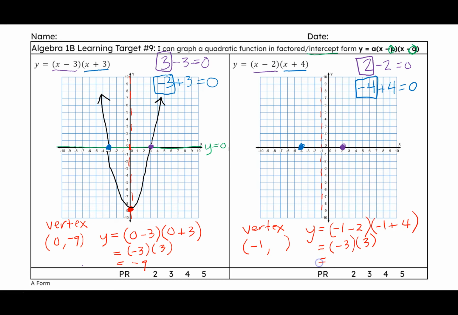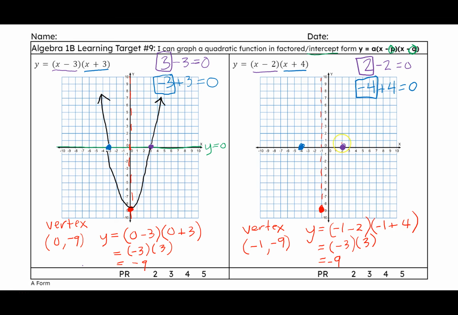Well, why don't you look at that? It looks like -3 times 3, that gets you 9. Sorry, -9. And that happens to be the same y component as the previous problem, -9. All right, so -1, -9, that's where the vertex is.